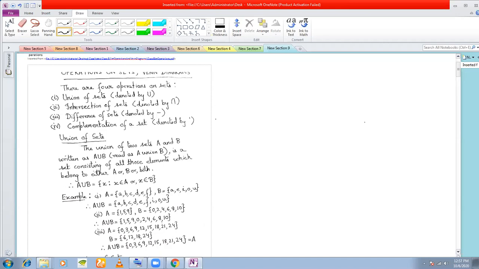We have 4 operations. First is your union of sets. Now there is intersection of sets. The other is difference of sets. We don't write minus, although we mention minus. We say difference. Minus means difference. And there is another operation called complementation of a set. So union operation, intersection operation, difference operation, and complementation operation: 4 kinds of operations we are going to study on sets. Now, what is a union operation? Have you done union intersection in your class 7?